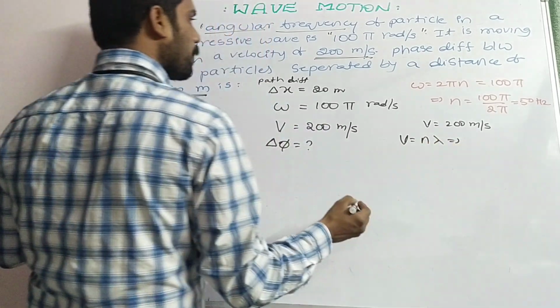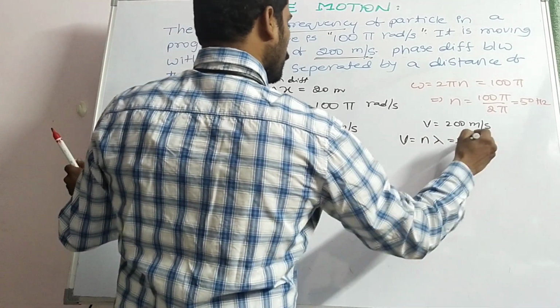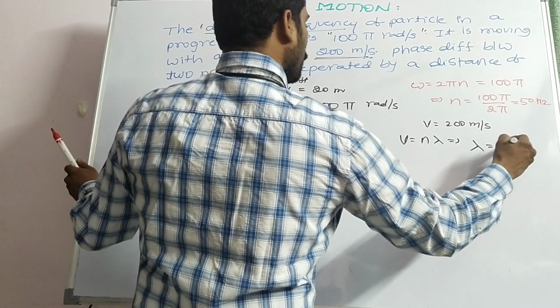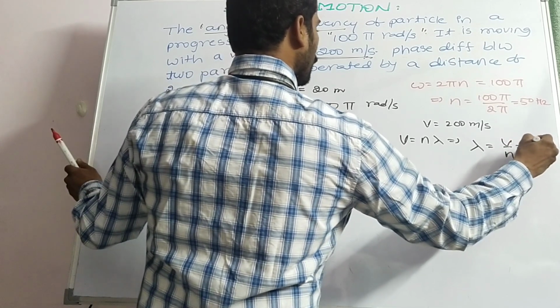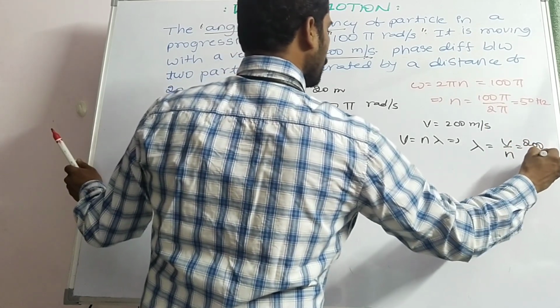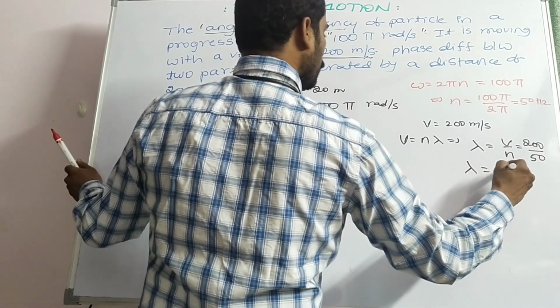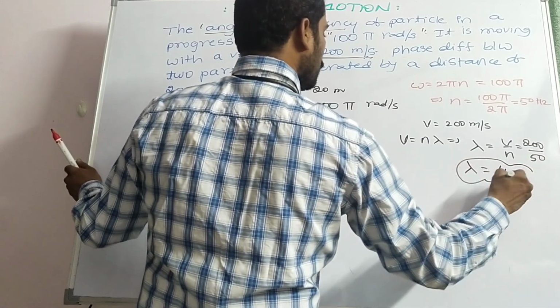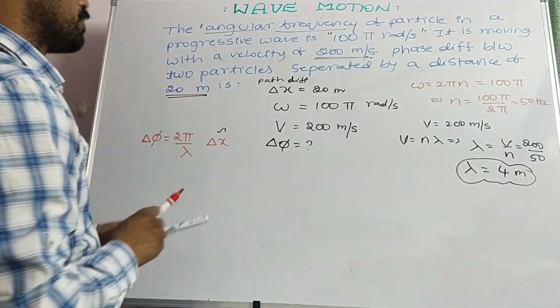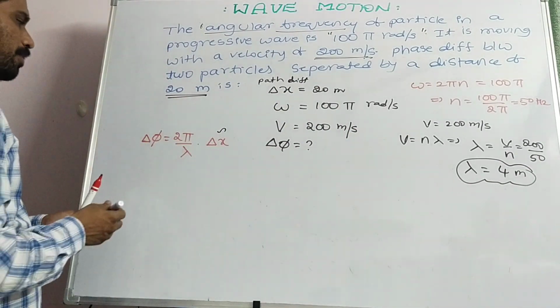That implies lambda, the wavelength, is equal to v by n. Now here we have v as 200, and n is 50. So lambda is equal to 4 meter. n is equal to 50 Hz.